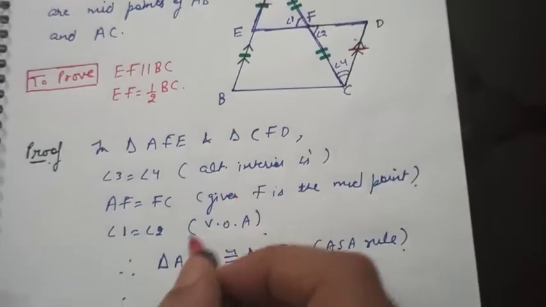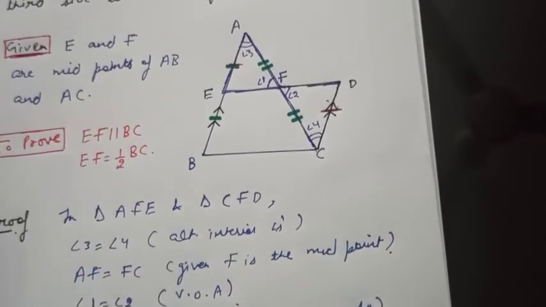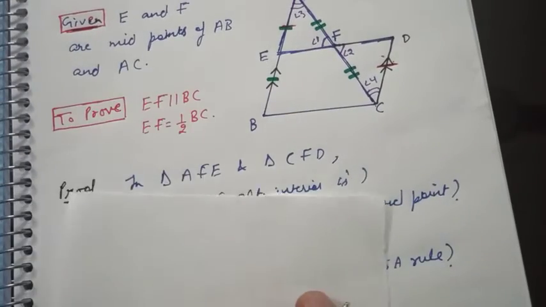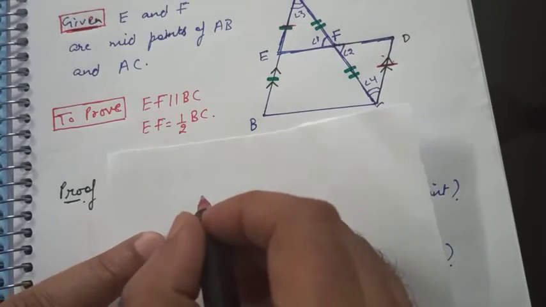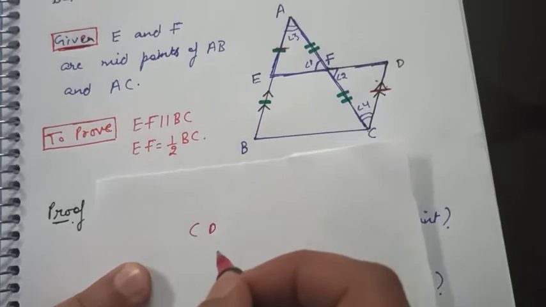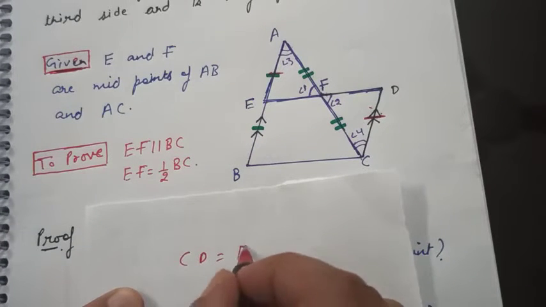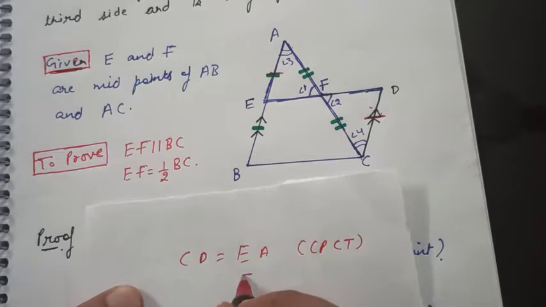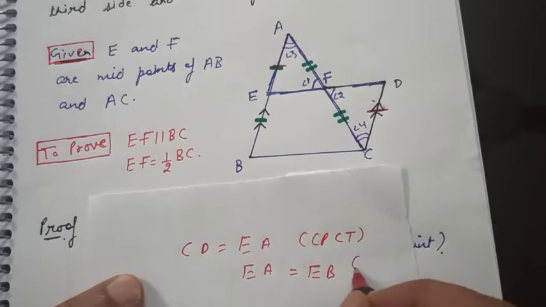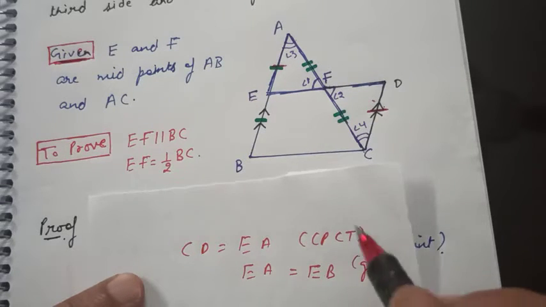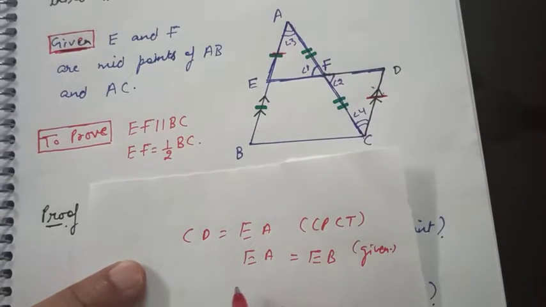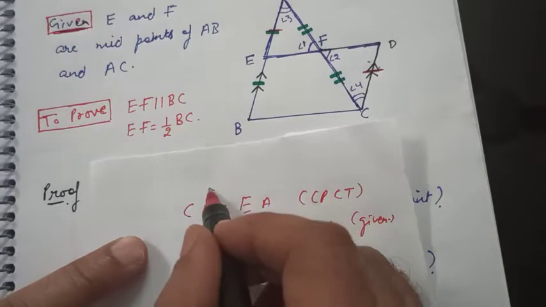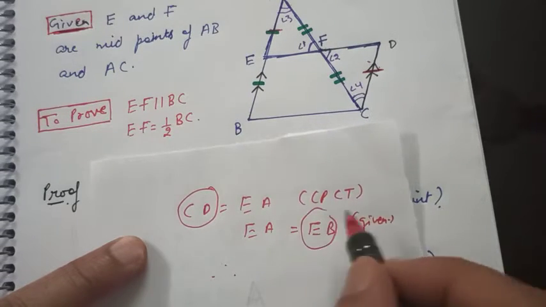So therefore I can write CD is equal to EA by CPCT, but EA is equal to what? It is given to us: equal to EB. This is given to us since E is the midpoint. So therefore I can say that CD is equal to EB.